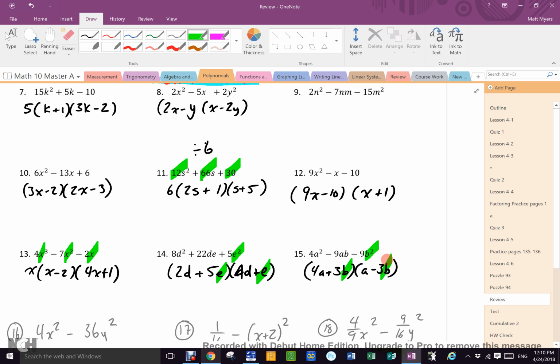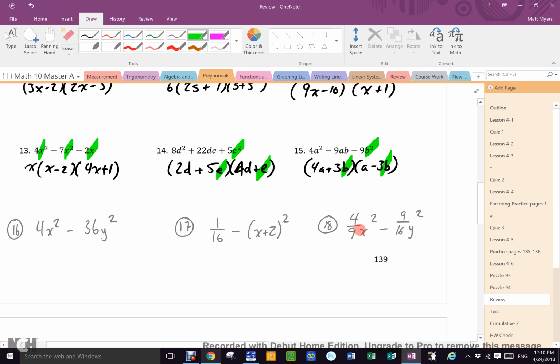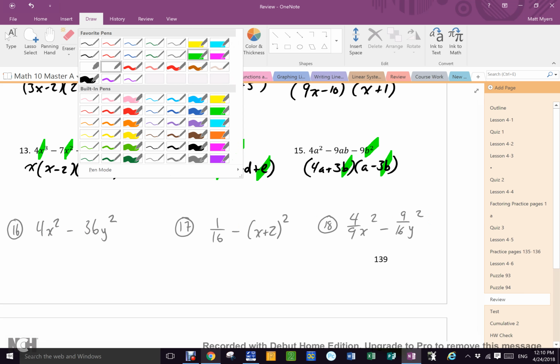Are we going to go over the extra ones? Yes. But first, I want you to try those 3 because I didn't give you any of these difference of squares ones. So try those 3 right at the bottom of 139 there, if you don't mind.